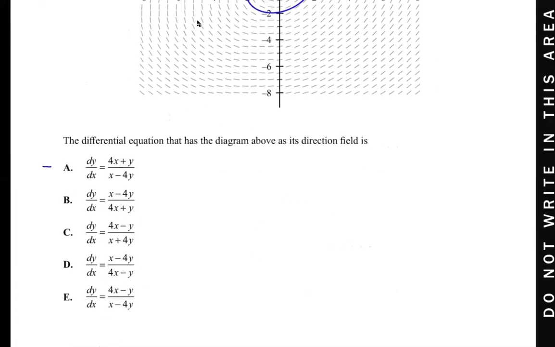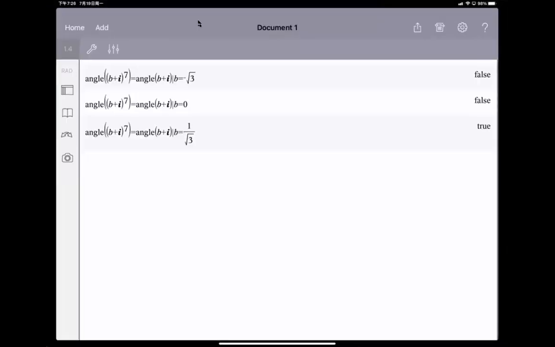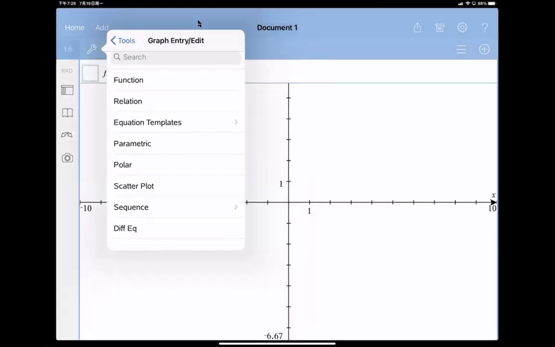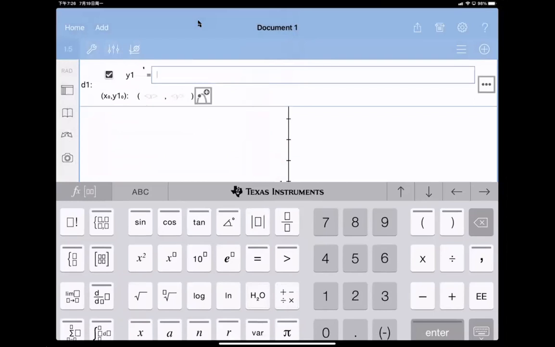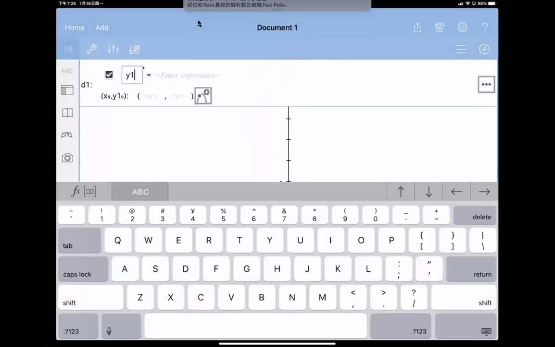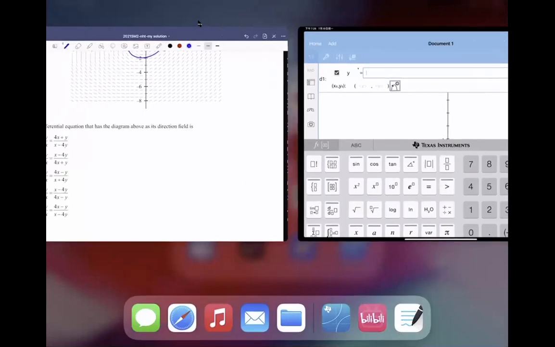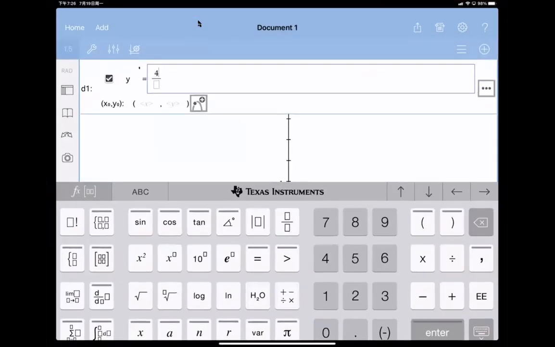Normally, I'll start with the first one or the last one. Let's try our luck with the last one. The last one is 4x minus y over x minus 4y. So add a graph and change it to differential equation by pressing menu 3-8. You probably want to delete the 1 after y, okay? So, 4x minus y. The bottom should be x minus 4y.